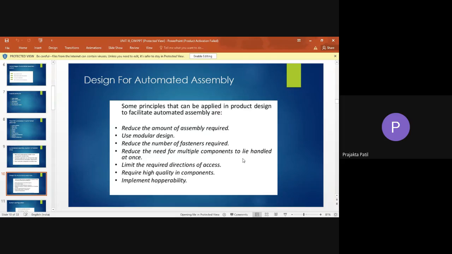Next is require high quality in components. Yes, this is a very important step because the quality of the components that you are going to assemble has to be up to the mark. It has to be good quality itself. Because if the quality of the components is poor, it can even jam the assembly systems, and it can also affect the overall quality of the assembled products.